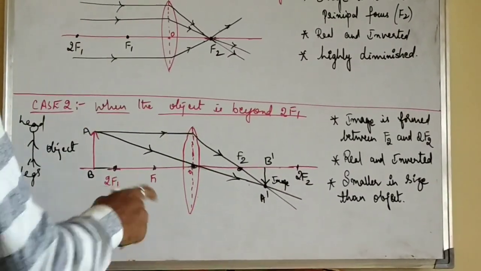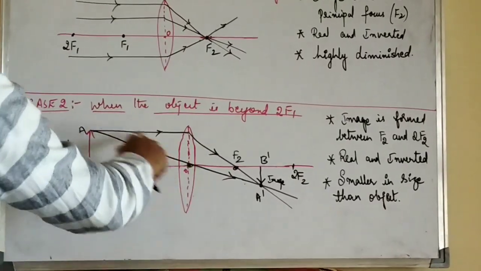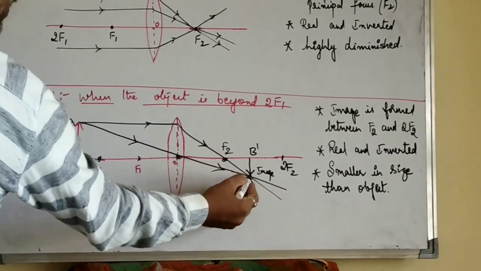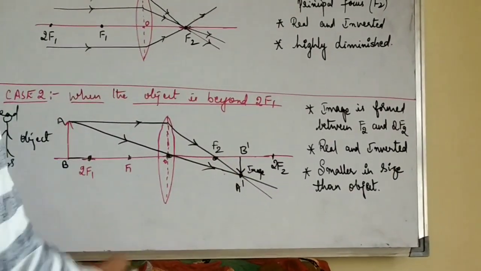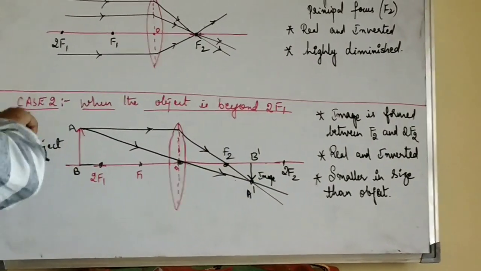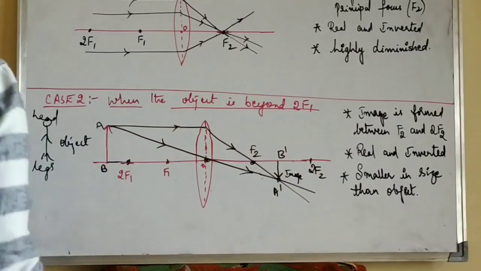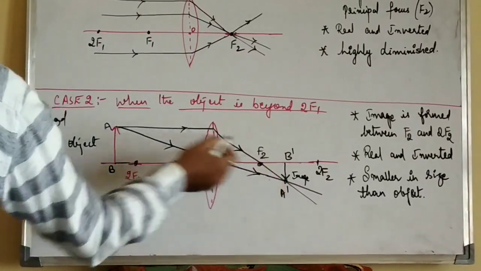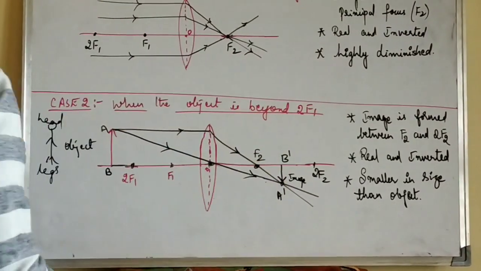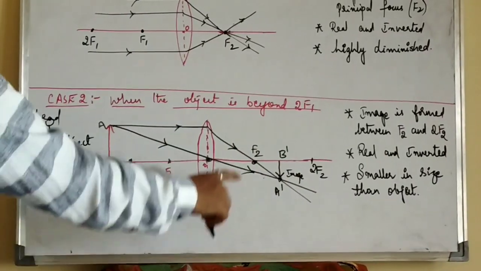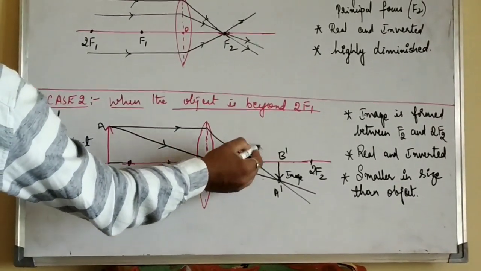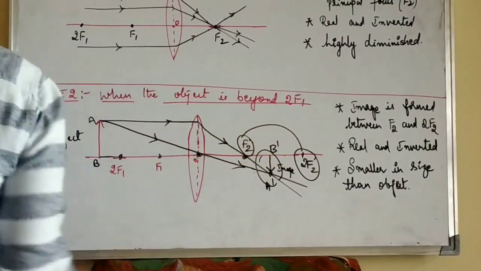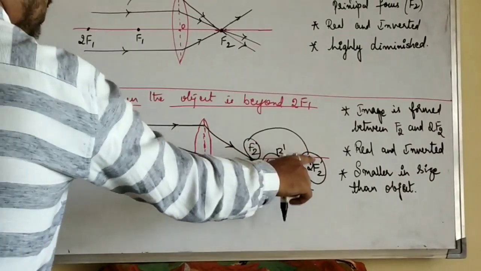Now just see where these two rays, the first refracted ray and the second refracted ray, will meet. Where is it meeting? It is meeting at this point. At this point, you are getting the inverted image of the object, right? Now you can see the size of the image. The size of the image is less than the size of the object. The image is real and inverted. But where exactly is the image formed? The image is formed in between F2 and 2F2. In between that, an image is formed.